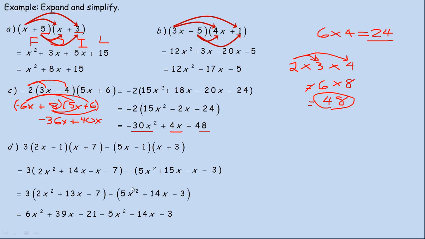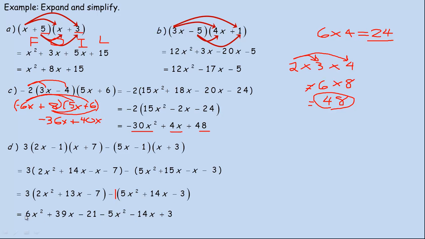There's really a negative 1 here. And so it's really like multiplying a negative 1 in by all these, and that's why all the signs change. So negative 1 times 5x squared is minus 5x squared. Negative 1 times 14x is minus 14x. And negative 1 times negative 3 is plus 3.